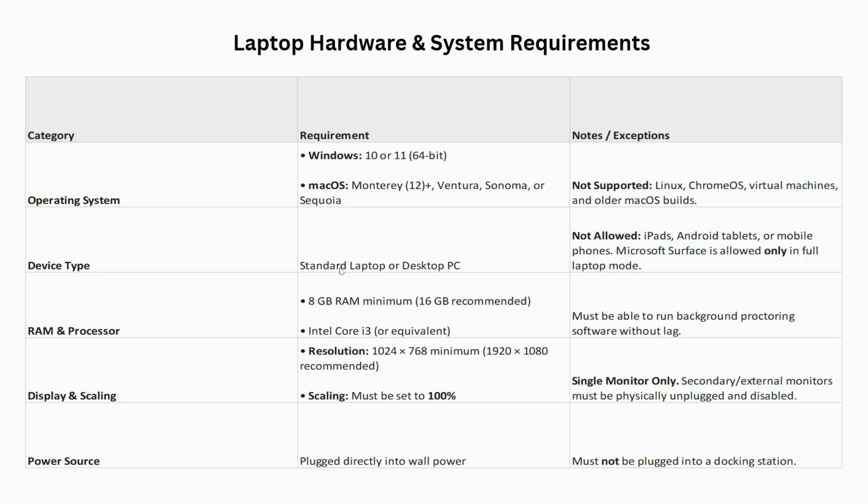The device type is a standard laptop or desktop PC, and not allowed are iPads, Android tablets, or mobile phones. Microsoft Surface is allowed only if in full laptop mode. RAM and processor include 8 GB minimum RAM, and 16 GB is recommended. And the processor is Intel Core i3 or equivalent, and must be able to run background proctoring software without lag. This is the main focal point.